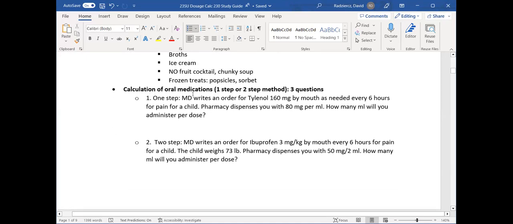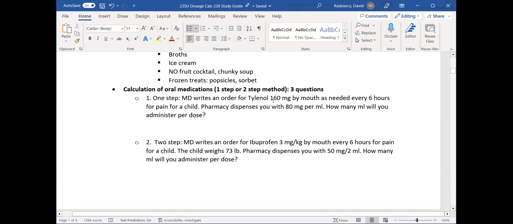The oral medications, 1-step and 2-step, you should be fine. When they talk about 1-step, it's what you've done over and over and over again. That could be doing a solution, like in this example, you have an order of Tylenol, 160 milligrams to be dispensed every 6 hours. The pharmacy dispenses 80 milligrams per milliliter. And then sometimes, and I would say probably on your test, it's not going to tell you how many milliliters to administer per dose. It would just say, how much would you administer?